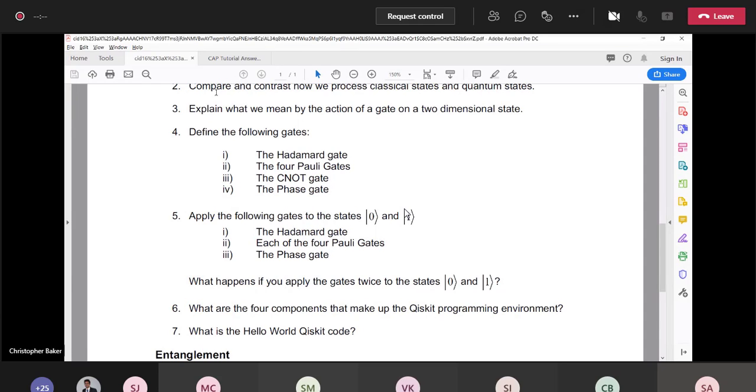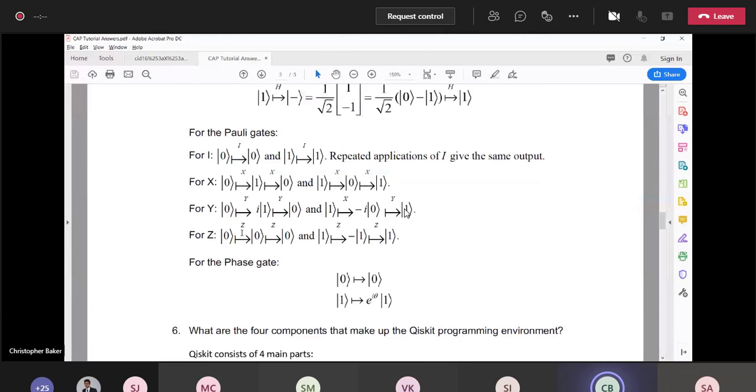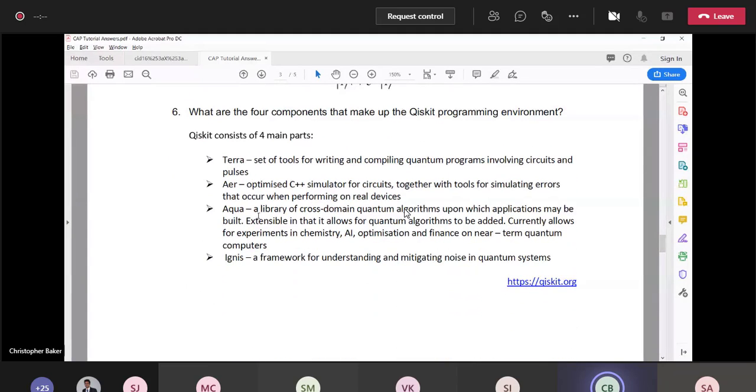Okay, so the 4 components of Qiskit: Terra, which is a set of tools for writing and compiling quantum programs involving circuits and pulses. Aer, an optimized C++ simulator for circuits together with tools for simulating errors that occur when performing on real devices. Aqua, a library of cross-domain quantum algorithms upon which applications may be built. It's extensible in that it allows for quantum algorithms to be added, and currently allows for experiments in chemistry, AI, optimization, finance, or near-term quantum computers. And Ignis, a framework for understanding and mitigating noise on quantum systems.